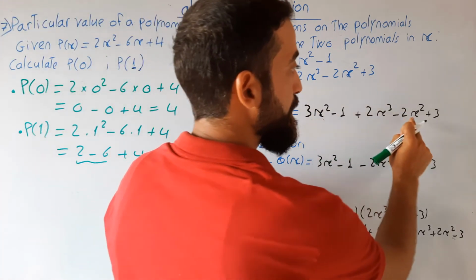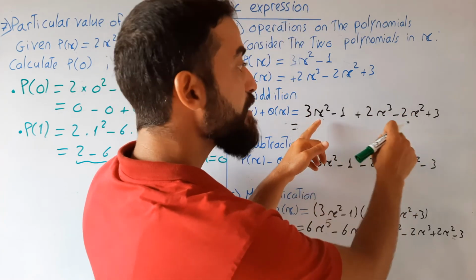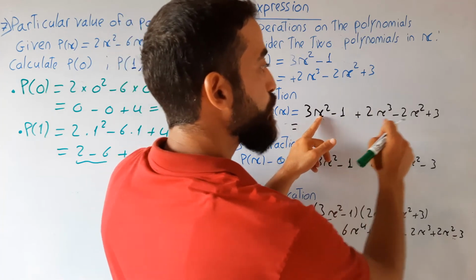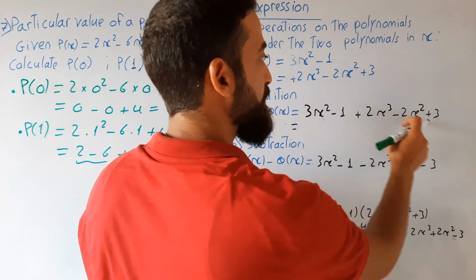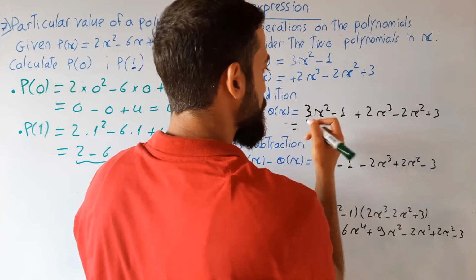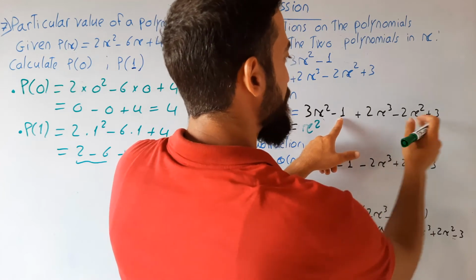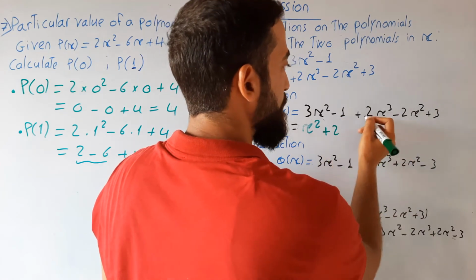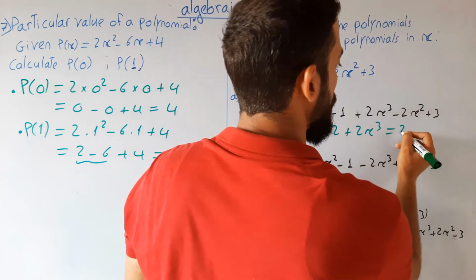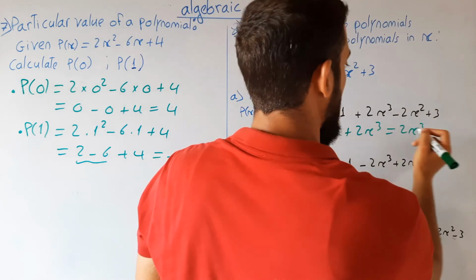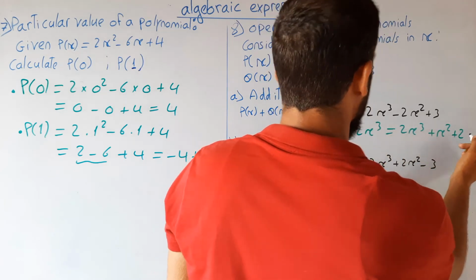3x^2 and minus 2x^2 are similar monomials because they have the same literal part, x^2. So calculate 3x^2 minus 2x^2 equals 1x^2, so equals x^2. Minus 1 plus 3 equals plus 2. So equals 2x^3 plus x^2 plus 2.